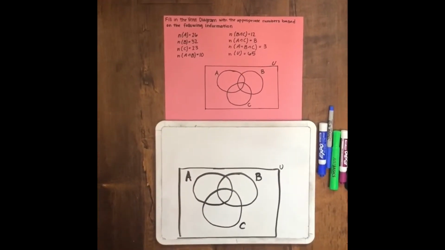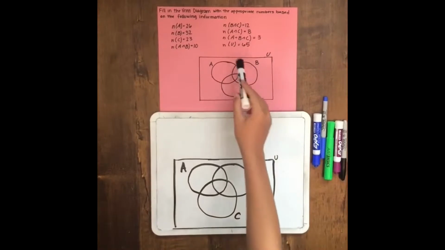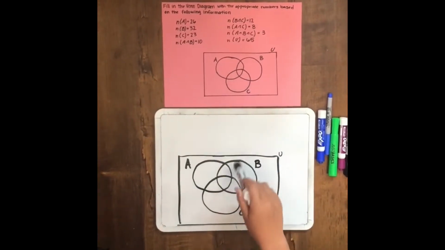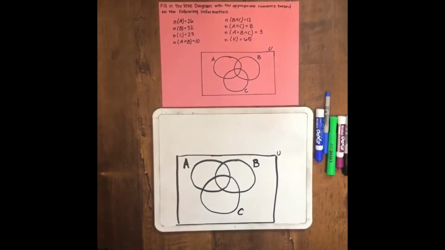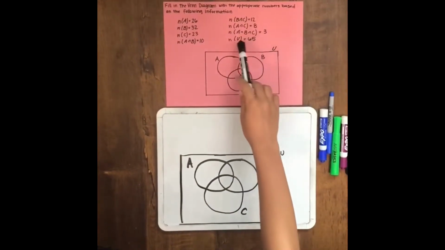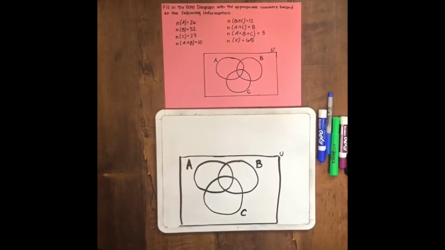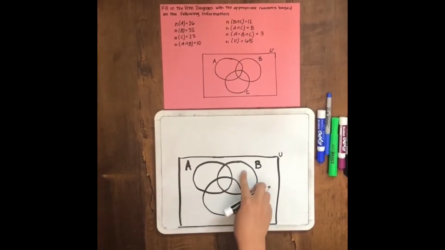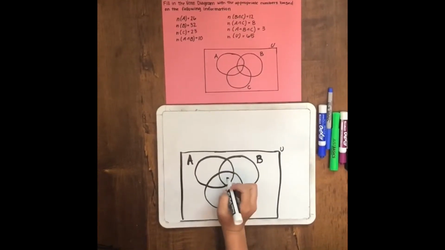The easiest place to start is where all 3 sets intersect. So this would be in this middle portion right here. So as written on the original problem, the intersection of A, B, and C is 3. So for this middle portion where all 3 sets intersect, we're going to write 3.